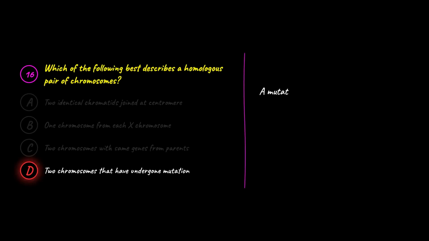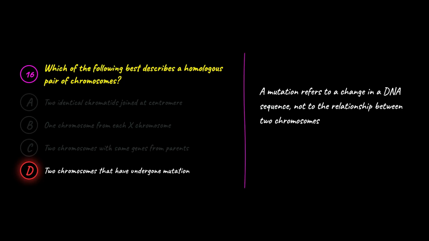D is wrong because a mutation refers to a change in a DNA sequence, not to the relationship between 2 chromosomes within a cell. Homologous chromosomes can be normal in sequence and still form a matched pair.